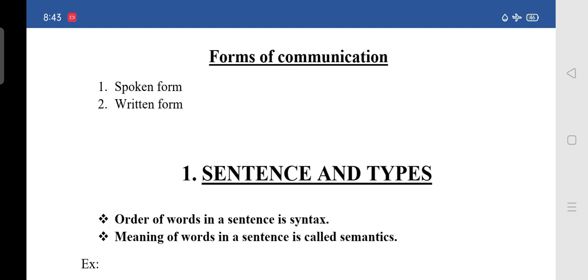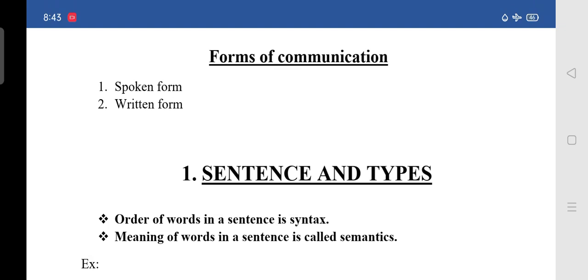So these 44 sounds are again divided into two parts. One is vowel sounds and the other is consonant sounds. Generally we have heard about vowels and consonants. Vowels means A, E, I, O, U, and consonants are the remaining ones. But here I am not talking about the letters. I am not talking about vowel letters. I am talking about vowel sounds. So out of 44 sounds, we have 20 vowel sounds and 24 consonant sounds.